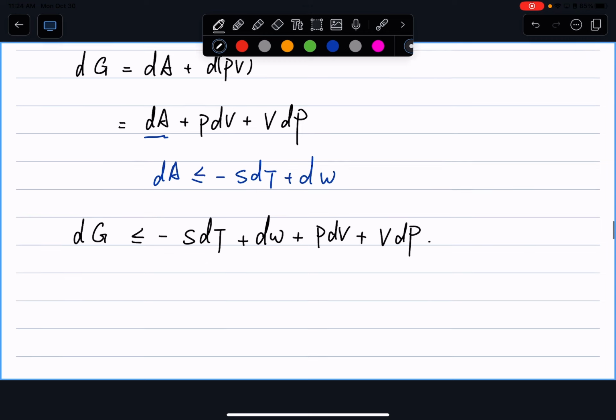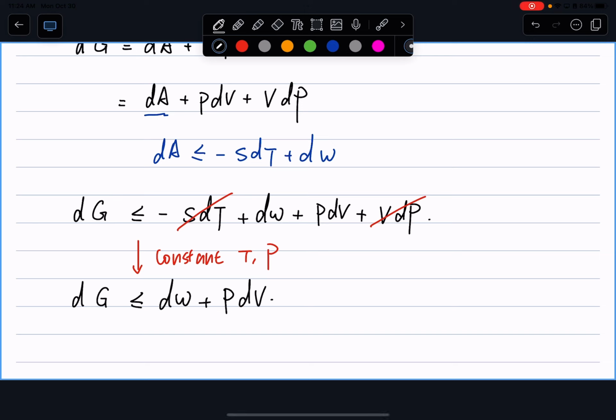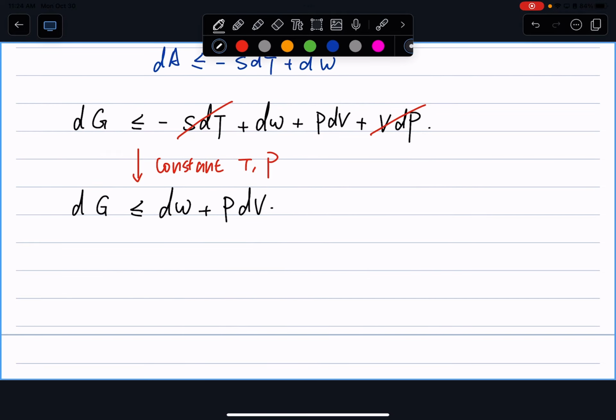And for a typical constant temperature and pressure process, which is very easy to achieve at our normal conditions, some of the terms go to zero. The dT term goes to zero, and the VdP term goes to zero at constant temperature and pressure. So we end up having dG smaller than or equal to dW plus PdV. Now, if you think about it, what is your dW? That is the total work done on the system.